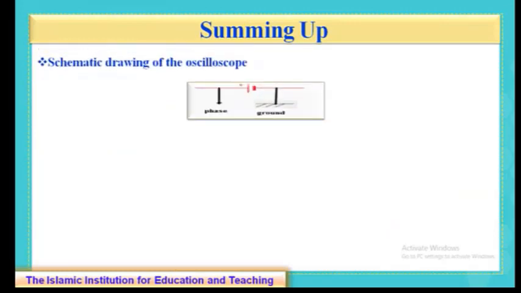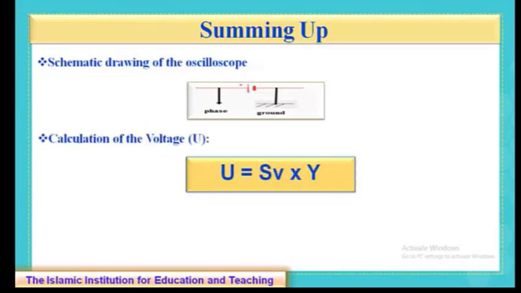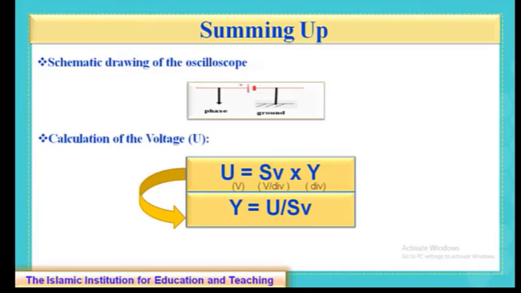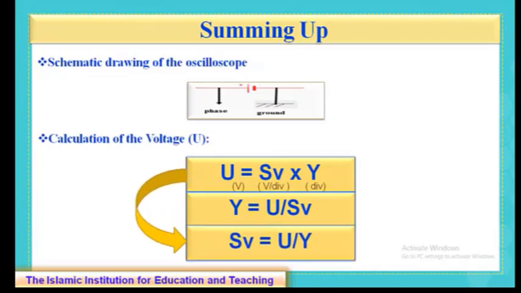The schematic drawing of the oscilloscope. This is the symbol of the phase. It is connected towards the positive pole. And this one is the symbol of the ground. It is connected towards the negative pole. And here we get a positive voltage. The calculation of the voltage, the rule is U equals SV times Y. So we get Y equals U over SV, and SV equals U over Y.